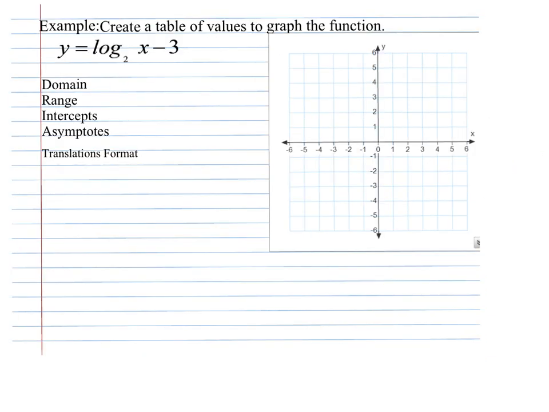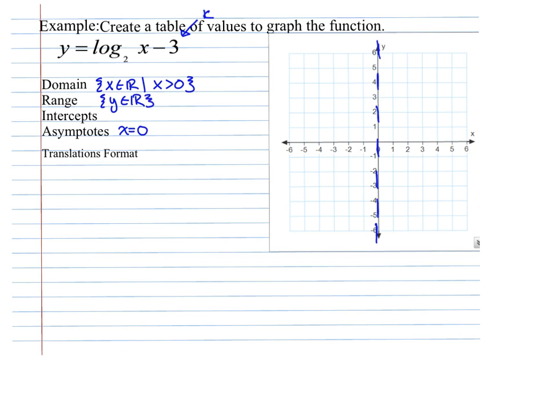So for this function, that -3 is not your h, it is your k, because it's outside the function. So that means my asymptote is x is equal to 0. So that means, again, this is my asymptote on my y-axis. That means the domain is x is in the reals such that x is greater than 0. All my values are going to be greater than 0. My range is going to be every single y value. So y is in the reals.